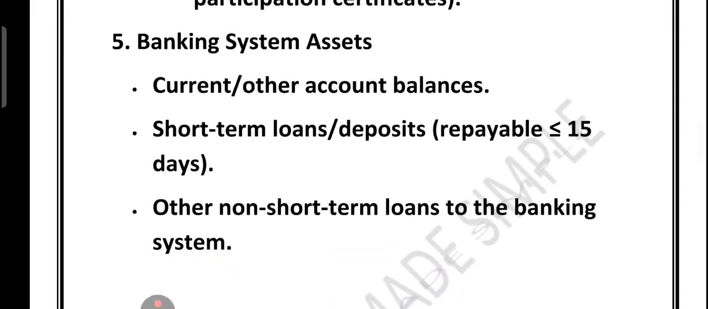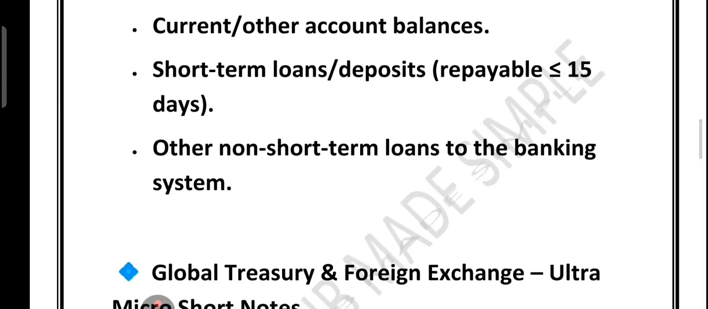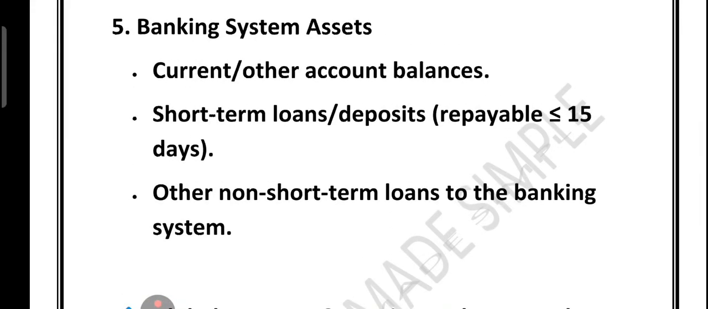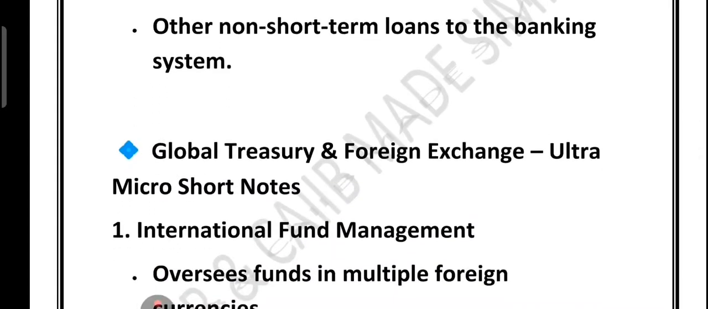Then we have the banking system assets. Banks use their funds to lend or invest in current or other account balances, short-term loans and deposits, which are repayable within 15 days. Other long, non-short-term loans in the banking system. This helps a bank earn profit while maintaining liquidity. So to summarize, we can say that the financial market provides investment and liquidity channels, while banks manage liabilities and assets to balance profitability and stability.